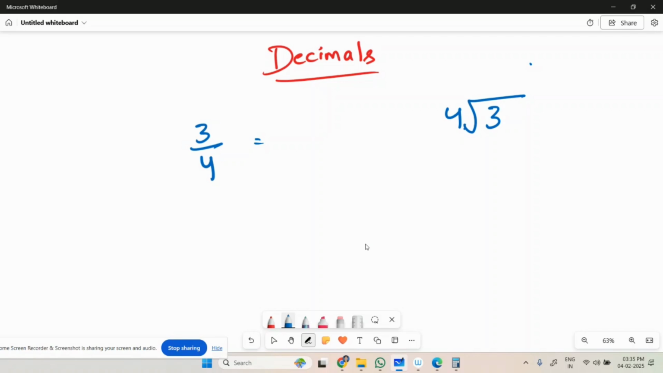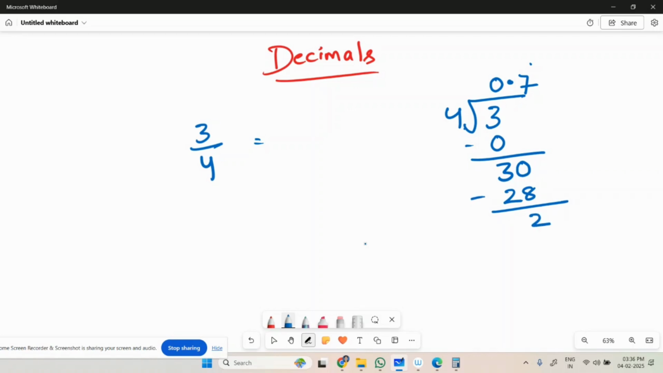Now in the 4 times table, we do not have 3. So 4 times 0 is 0. 3 minus 0 is 3. Put a point and then we can put the 0. Now in the 4 times table, do we have 30? No, but the closest number to 30 is 28. 4 times 7 is 28. 30 minus 28 is 2.